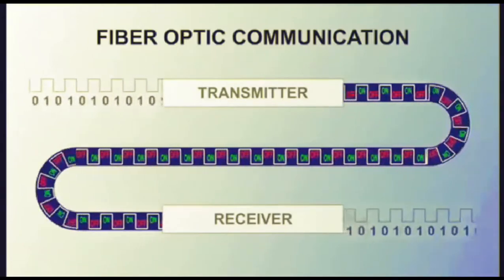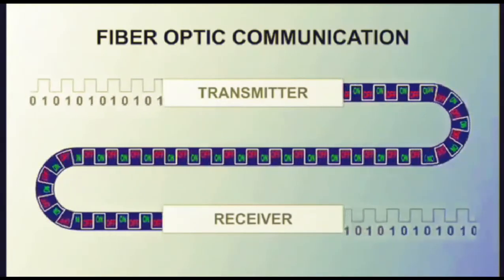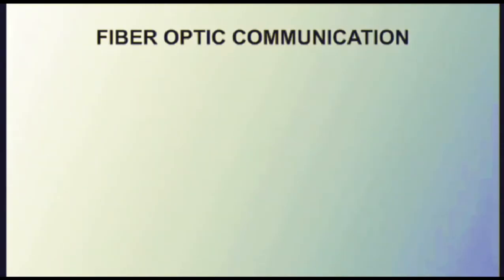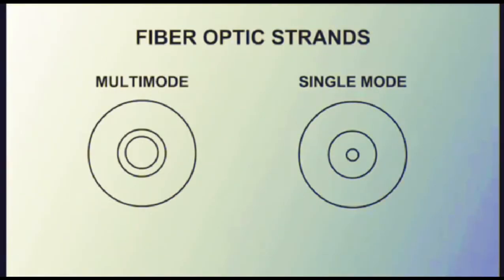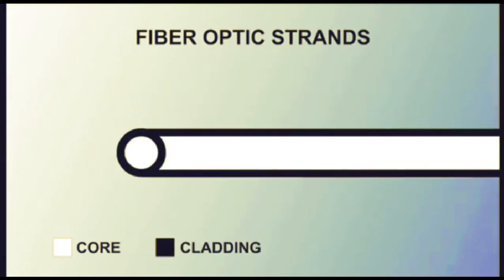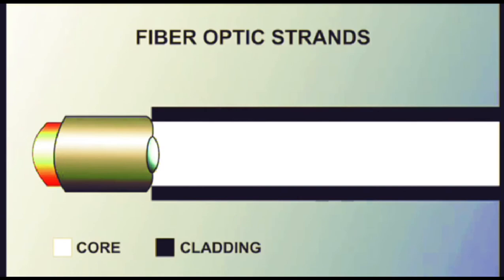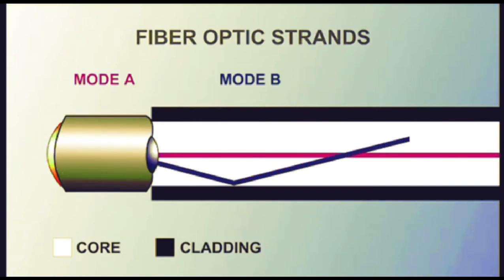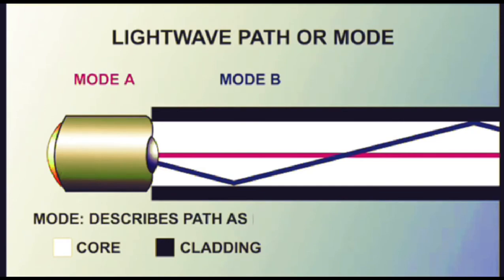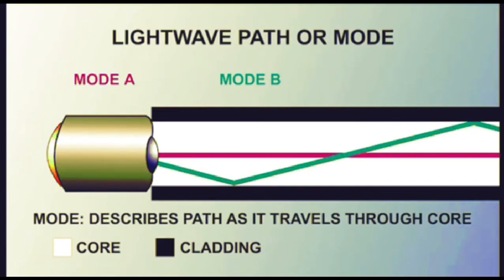The cable used within the optical fiber communication system requires different types of strands depending on the usage. Fiber strands differ depending on the design of the core in relationship to the surrounding cladding. Depending on the type of light source used, the light waves propagating through the core may follow a variety of paths. A mode describes the path of a light wave as it travels through the core.